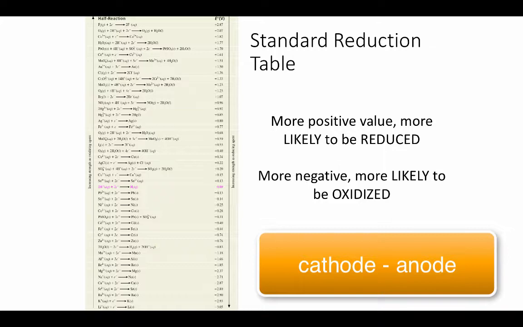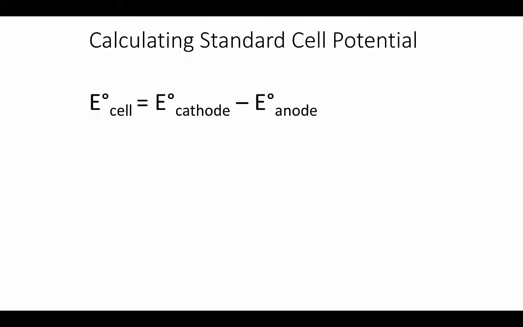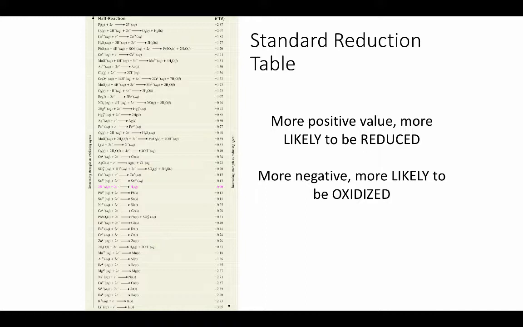So the whole reason why you have that minus sign in there is because you're taking into account that one of them is the reduction and one of them is the oxidation. But oftentimes the way it's memorized is cathode minus anode. But the part that's not mentioned is that both of those come off of the exact same table, which is the standard reduction table.